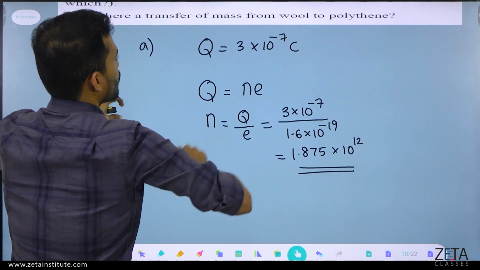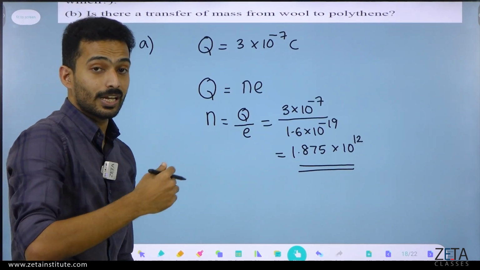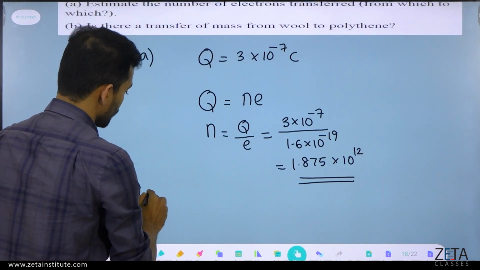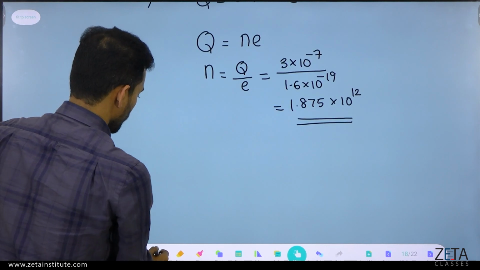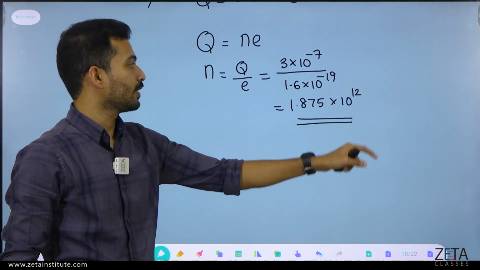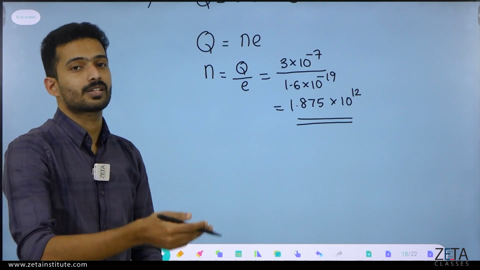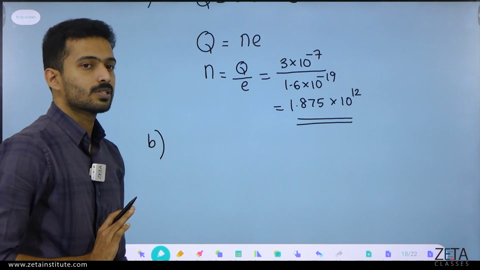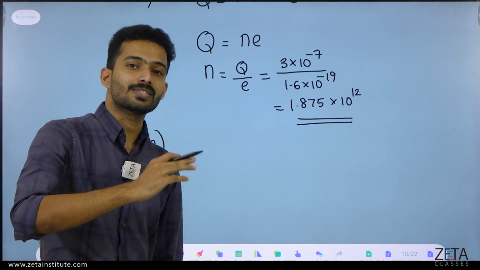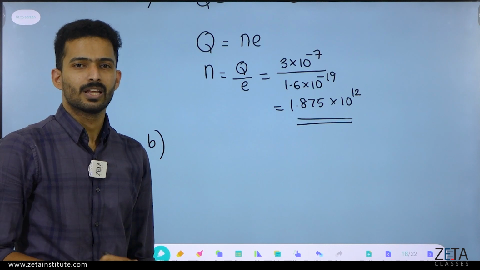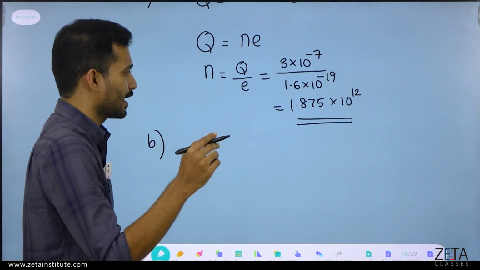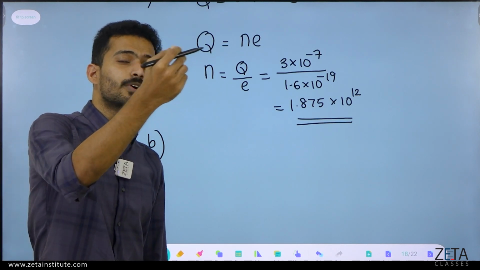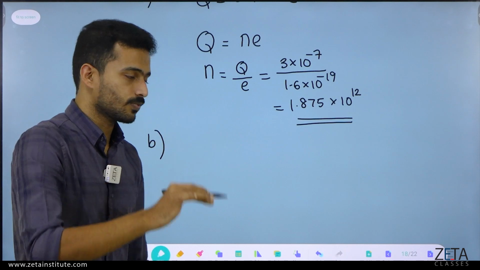Is there a transfer of mass from wool to polythene? So electrons are transferred from wool to polythene. How many electrons? 1.875 into 10 raised to 12 electrons are transferred from wool to polythene. Then we know that electrons have mass, so a mass is transferred from wool to polythene. But electrons have very small mass, that is equal to 9.1 into 10 raised to minus 31 kilogram. So a small mass is transferred from wool to polythene because electrons are transferred.